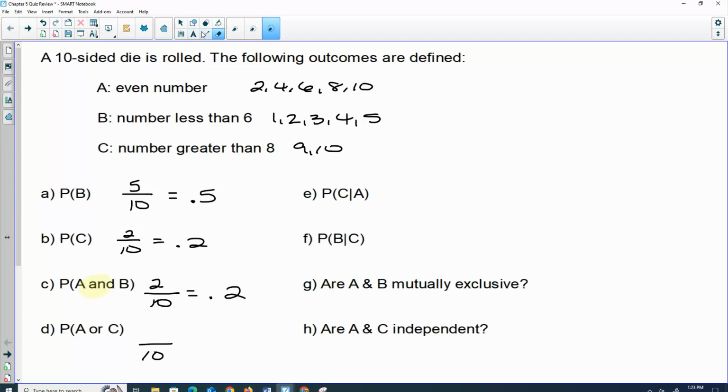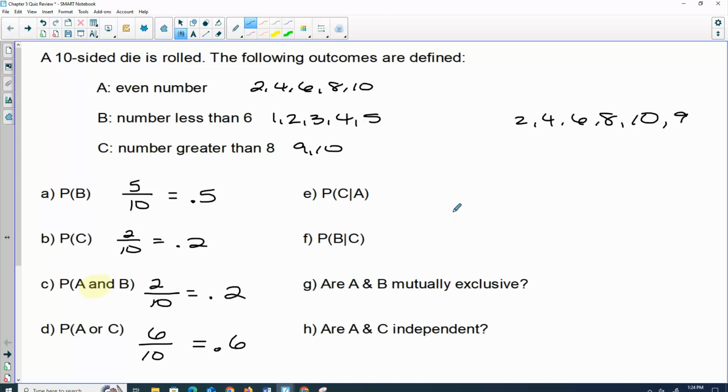Between A and C, we have 2, 4, 6, 8, and 10 in set A. In set C, we also have a 9. Would I need to list the 10 again? No. So how many numbers? 6 out of the 10 options, so 0.6. All right, are these going okay so far?